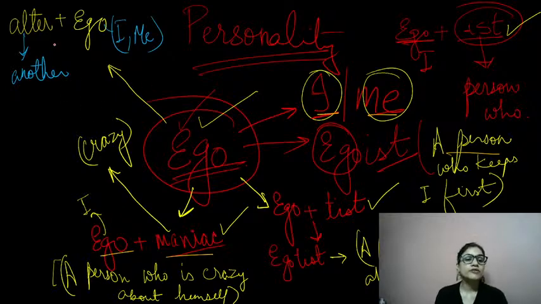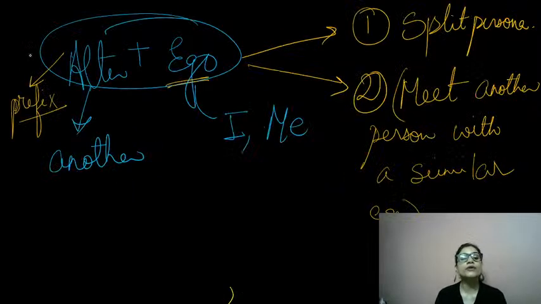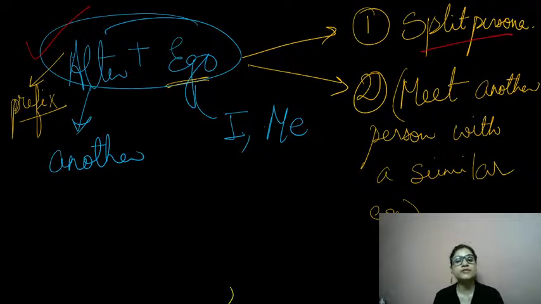Then we talked about this one word, guys, alter ego. Alter is another, ego means I or me. When we use this word root alter as a prefix to the word ego, not as a suffix, we come up with the word alter ego. Alter ego can have two meanings. One is split personality, when one person has a different personality. We all have different faces, but we are aware of it. Sometimes you have a split personality, but you're not aware of the other personality living in you, right? That is an alter ego.